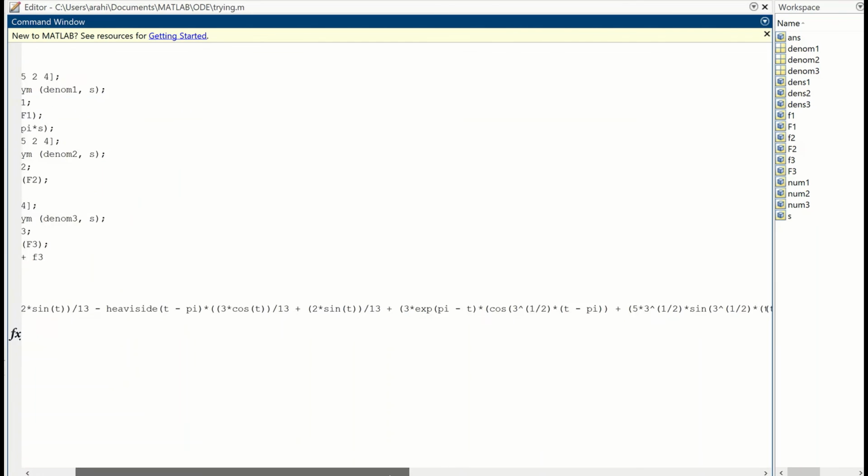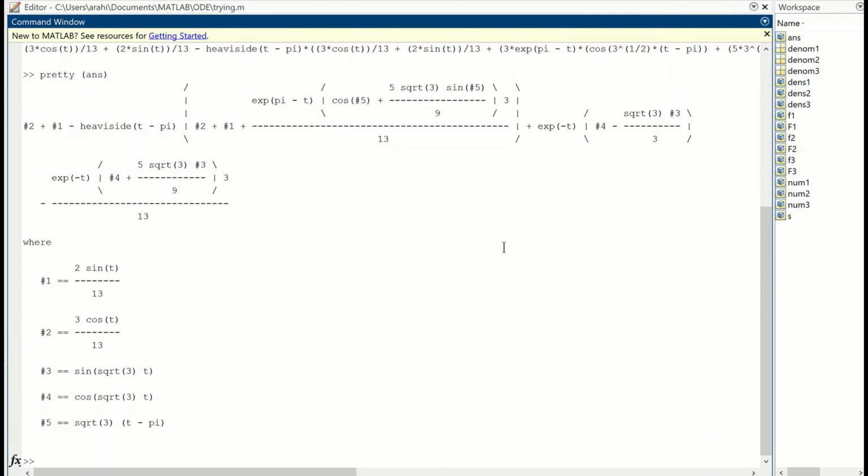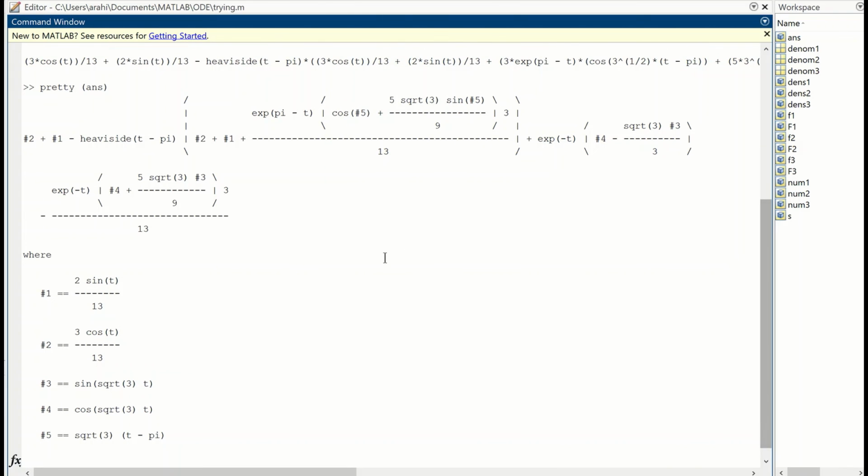But if we want to see it more clearly, we can just type pretty(answer). So this is the answer for simulation 4d. That's all from me. Thank you.